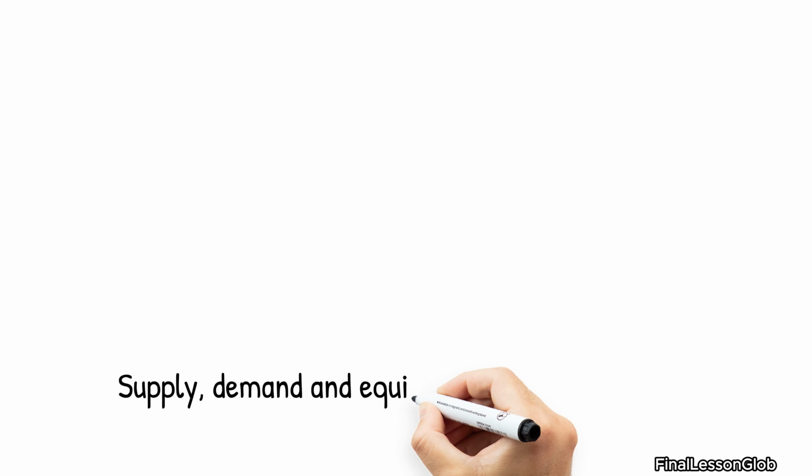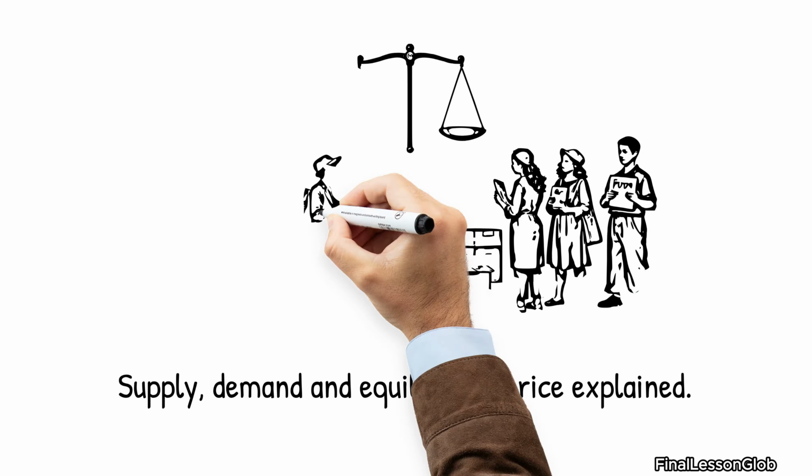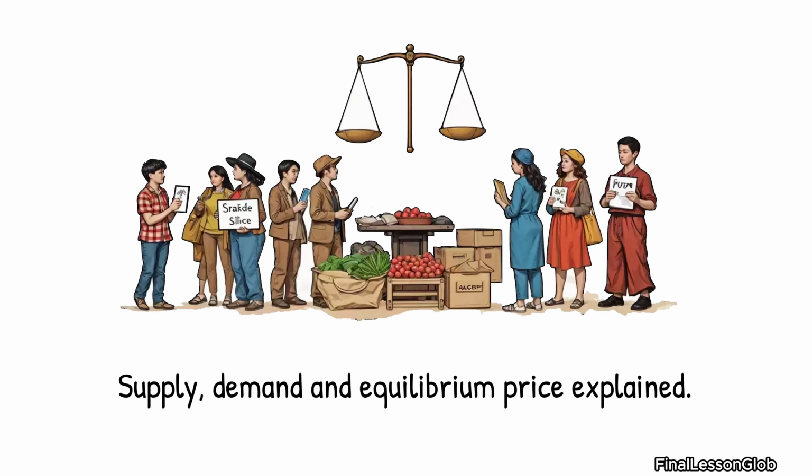Demand is how much people want something at a certain price. Supply is how much people are willing to make of that thing also at a certain price. Where they meet, that's the equilibrium price. It's the magical number where everyone who wants to buy finds someone who wants to sell.